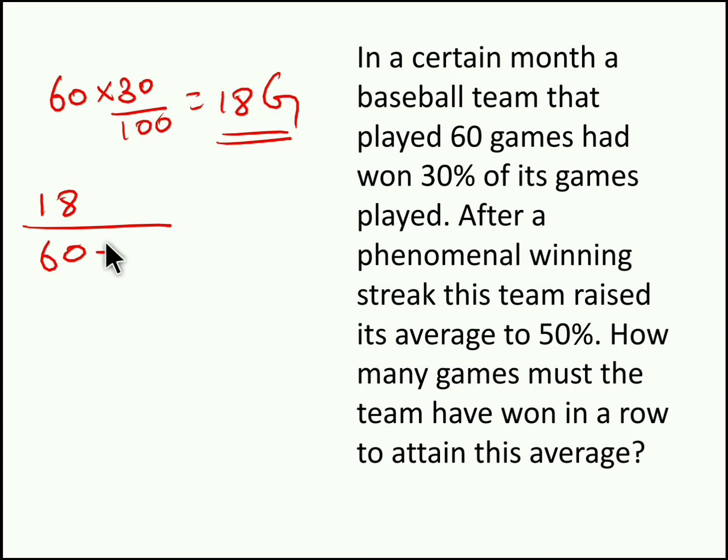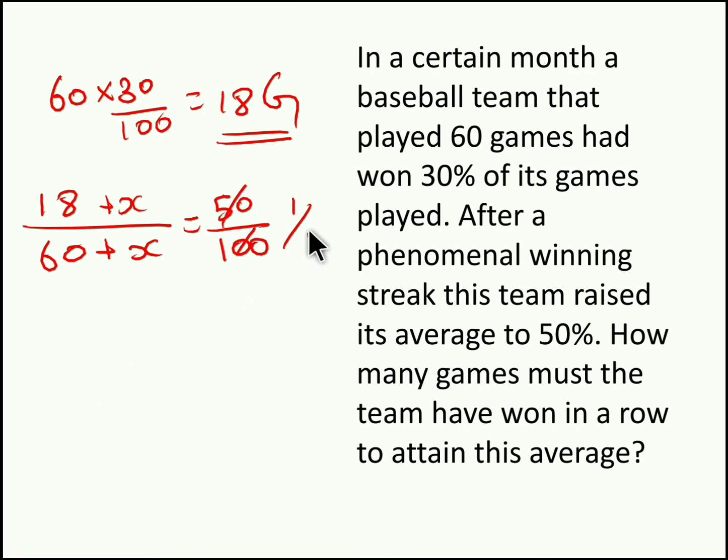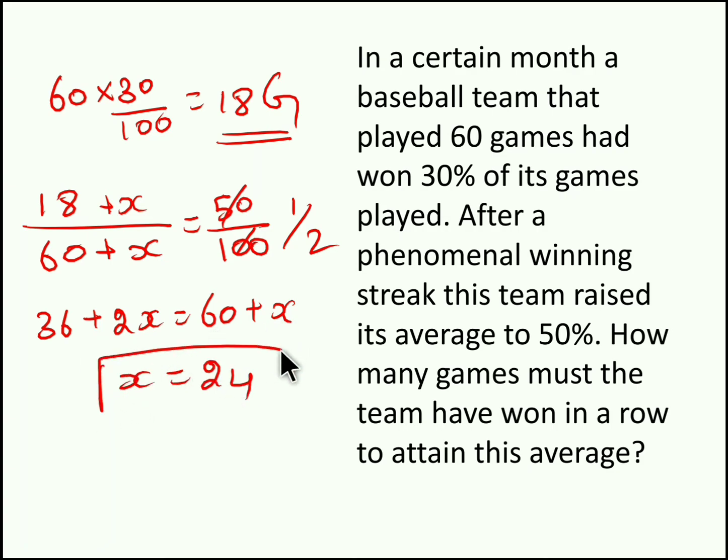Now you have to find how many games must the team have won in a row to attain 50% of the winning average. Now after 60 matches, it has to play x more matches. So in all the matches, it should win. Then only we will get 50% of the winning average. Hope you understood the concept, right? So when you solve it, you will get the equation: 36 plus 2x equal to 60 plus x. So x equal to 60 minus 36, you get 24. So after 60 matches, it has to continuously win 24 matches to get the average 50%. Hope you understood the concept, right? Moving to our 13th question.